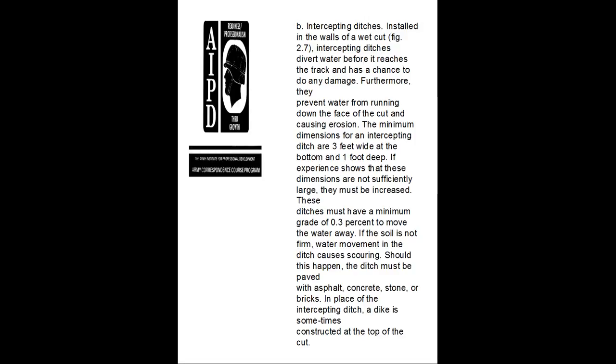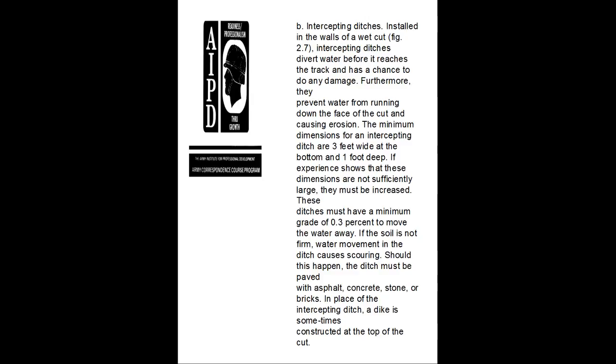Intercepting ditches are installed at the walls of the wet cut. Intercepting ditches divert the water before it reaches the track, with no chance of doing any damage, preventing the water from running down the face of the cut or causing erosion. The minimum dimensions of an intercepting ditch are 3 feet wide at the bottom and 1 foot deep, and experience has shown that these dimensions are not necessarily large enough, and they must be increased. These ditches must have a minimum grade of 0.3% to move the water away.